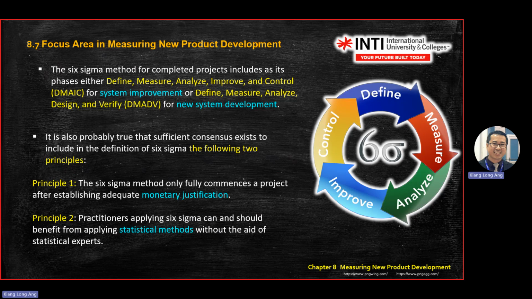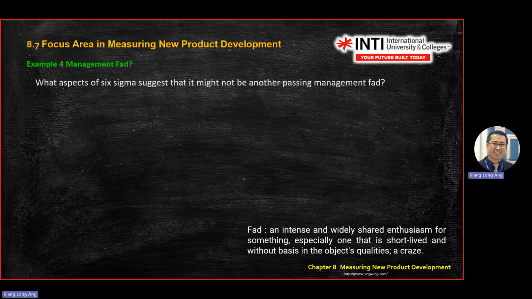Okay, so Six Sigma concludes in two principles. Principle 1, you justify the cost. Principle 2, you find out what is wrong with the statistic method. It means you use statistical methods to investigate the process flaw, or what is wrong with the process, whether it's randomized or non-randomized. Okay.